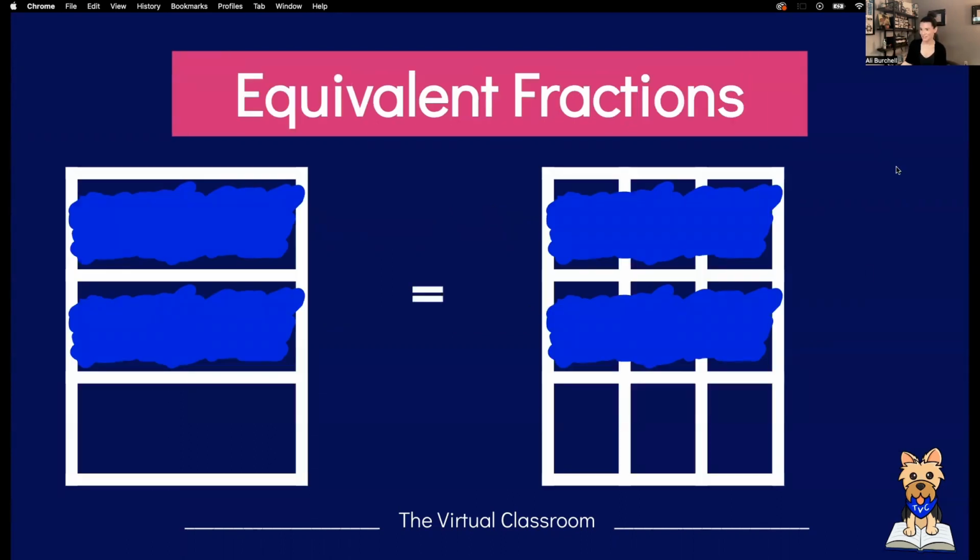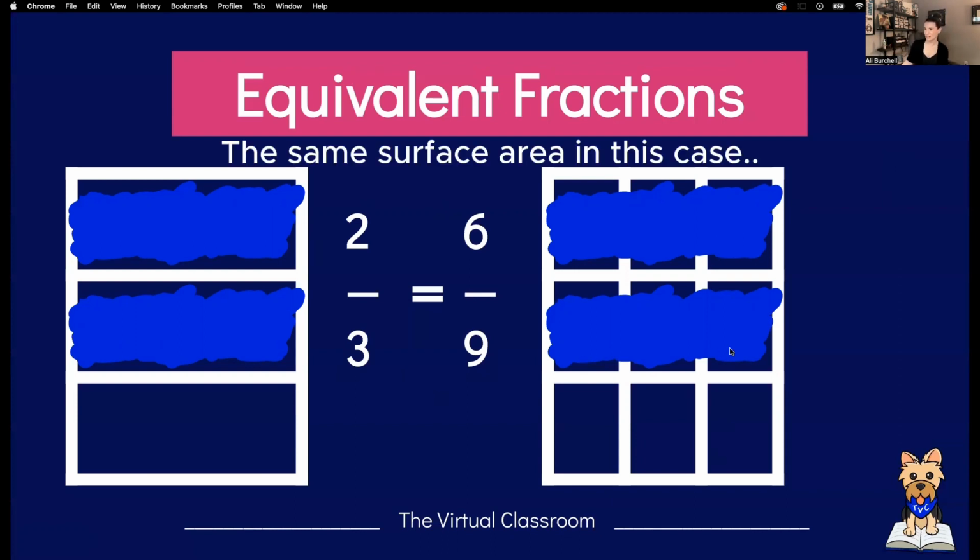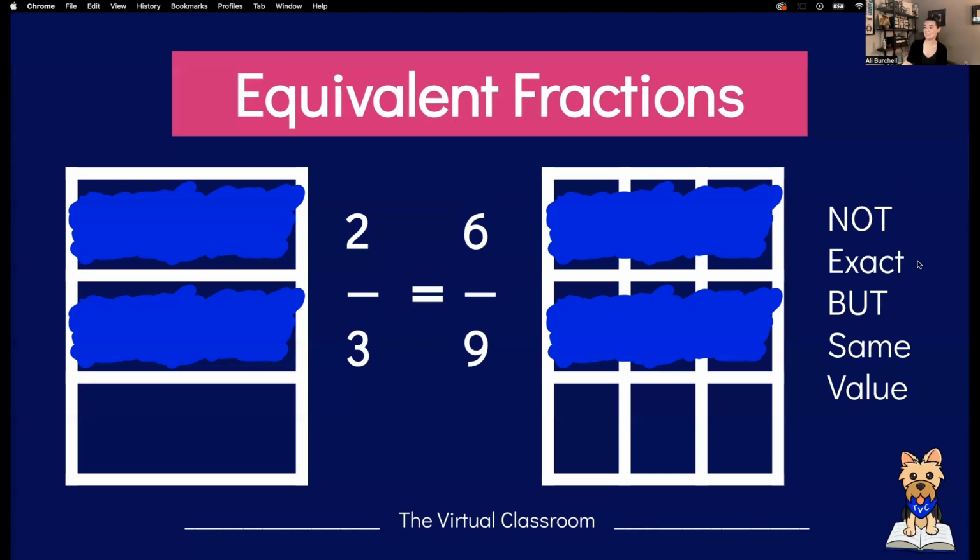Now, equivalent fractions, let's take a look at these. On the left-hand side, we have a shape with a size of 3, 1, 2, 3, and a count of 2. The same exact table has just been divided into, rather than a size of 3, a size of 9. The same sections stayed shaded, but now our count is 6. Okay, so you can see equivalent fractions are not exact, but they do hold the same value.